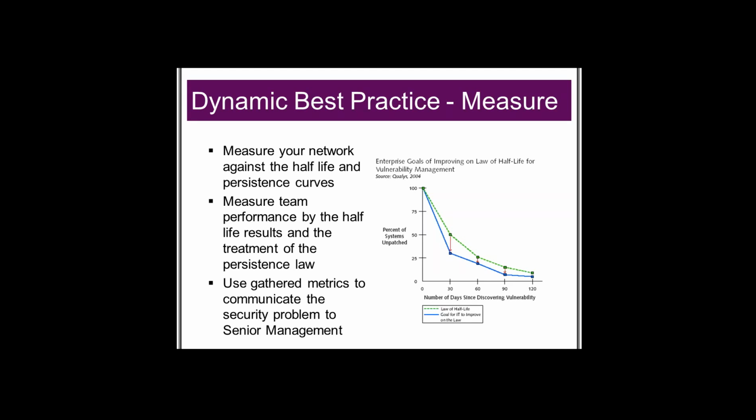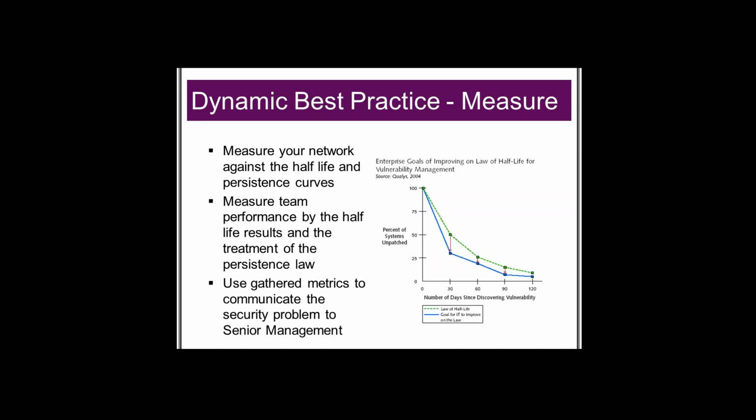So I have here, measure your network against the half-life and persistence curves, which I have here. What that means is that you want to beat that half-life curve by graphically tracking the percentage of vulnerabilities that you mitigate within that 30-day period, and also the number of vulnerabilities that extend out past 180 days or 120 days or whatever it may be. So you need to be able to track all your vulnerabilities and have some type of useful process for measuring so that you know what you're dealing with.